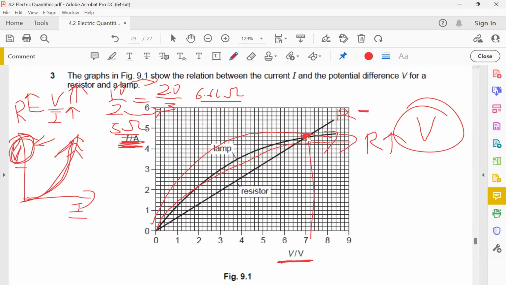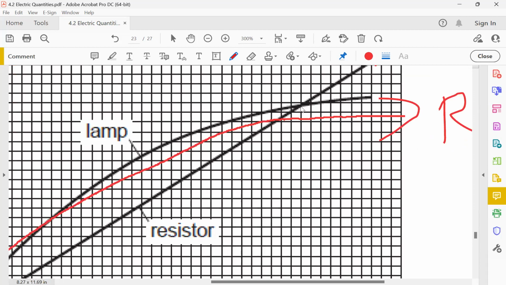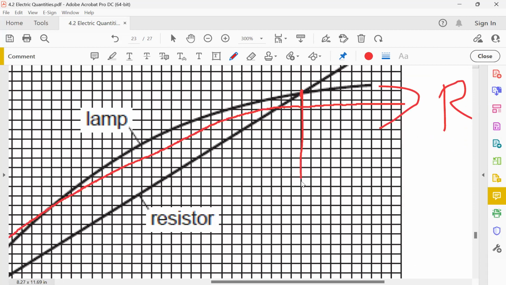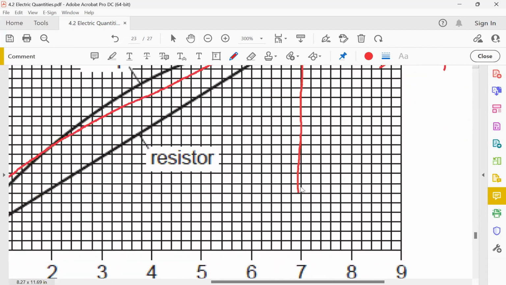It's not 7. This part is called the same resistance, right? It's the same resistance because they get the same voltage and the same current. So you just need to literally draw downwards only. Then you'll see that it is actually going to be 7. This is the intersection point, right? Let's scroll all the way down here.